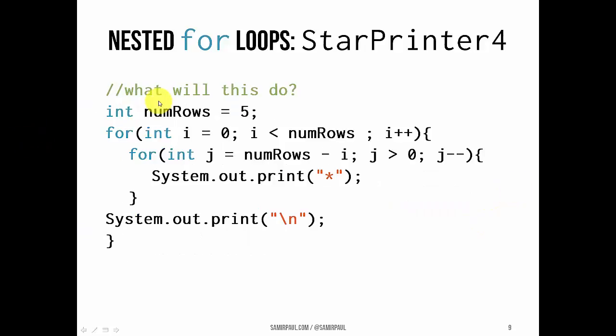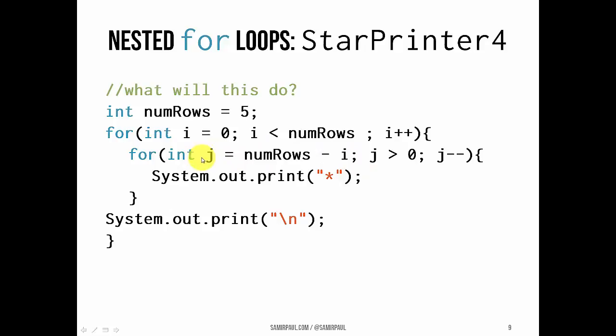Okay, let's take a look at star printer 4. Let's figure out what this will do. Num rows starts at 5. Okay, that's just like normal. And i starts at 0, and we're going until we satisfy num rows. Now, j, the counter in our inner loop, starts at num rows minus i. Okay, notice that's not 0.